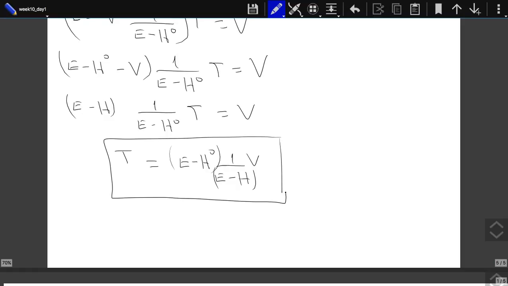You see, if H has an eigenstate that is negative, then H minus E will be singular for negative E. That is, 1 over E minus H will diverge for that state. Now, for positive energies, you don't have that singularity. Although H has positive eigenvalues, so does H0. So (H0 minus E) divided by (H minus E) is not singular at positive energy eigenvalues, but it is singular at negative energy eigenvalues of H.